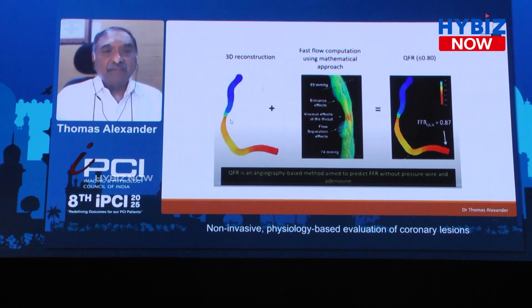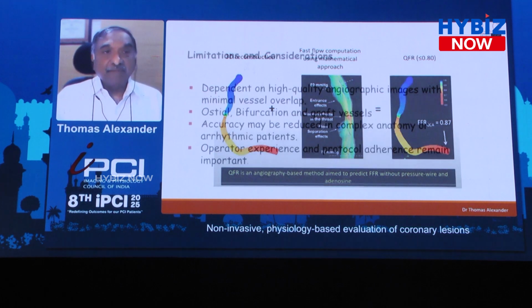And this is what it looks like. This is a 3D reconstruction of the vessel. There's a fast flow computational mathematical approach to calculate. And within about a minute, you have a QFR, a vessel QFR. And it does much more than just a vessel QFR, I'll show you in a minute.